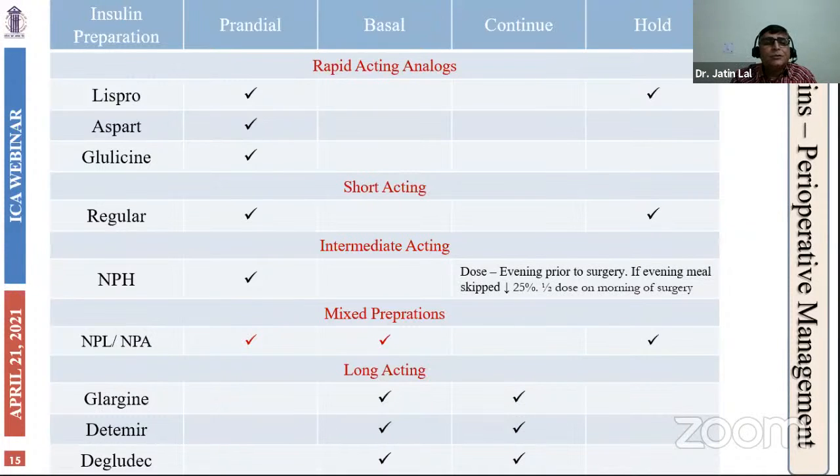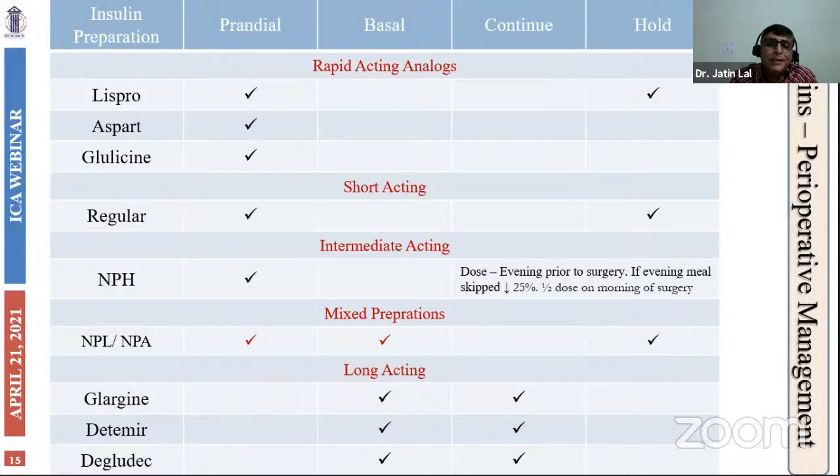The rapid-acting insulins, insulin lispro, aspart, and glulisine, are used basically for controlling the postprandial spikes, and these drugs should be withheld on the day of the surgery. Then we have the short-acting regular insulin. This is also mostly used for controlling the postprandial spikes, and this should be stopped on the day of the surgery and continued thereafter.